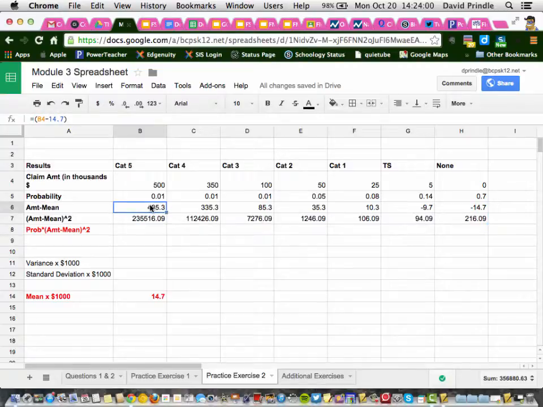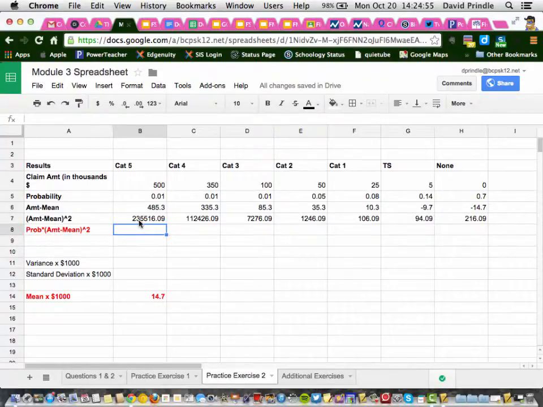Amount minus mean, I'll click on it here, is equals, and I put parentheses, the amount, which is going to be 500. In my case, it's B4. Oh, this one down here? I use the cell right above it. So in my case, it's B6, caret 2. Yep, 216.09.